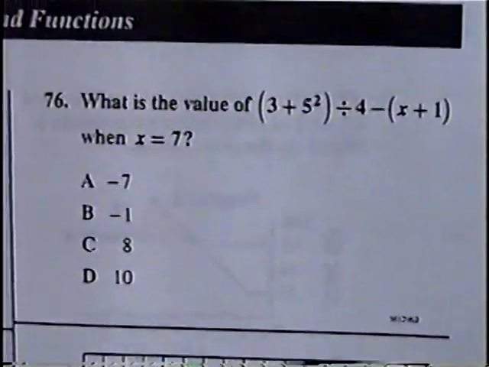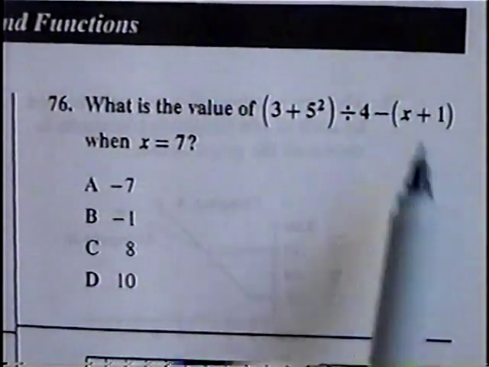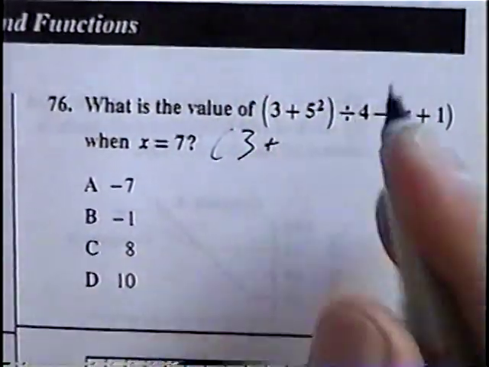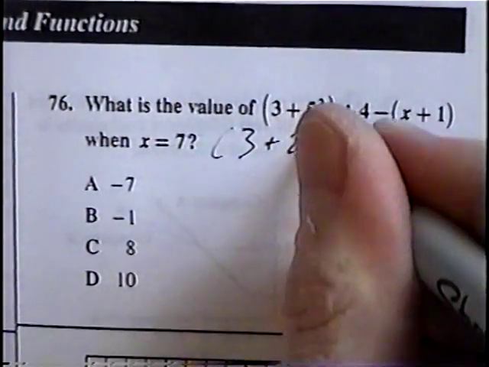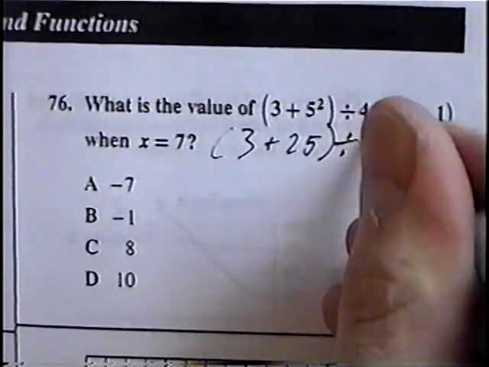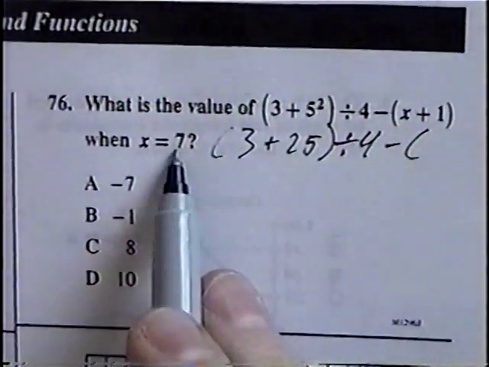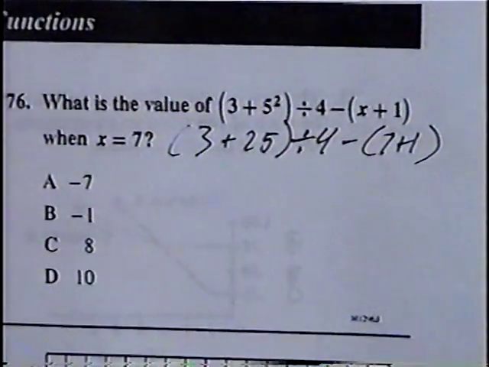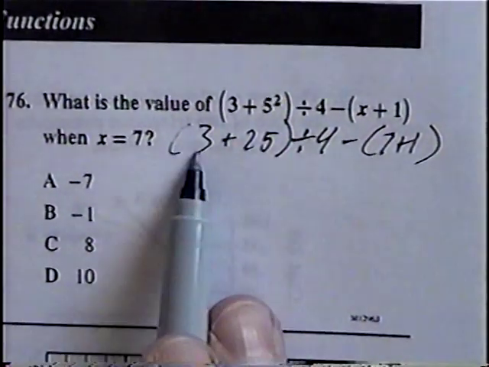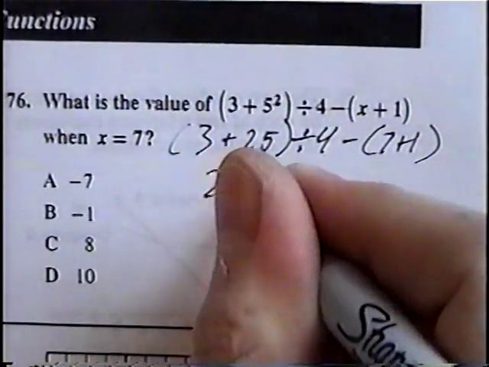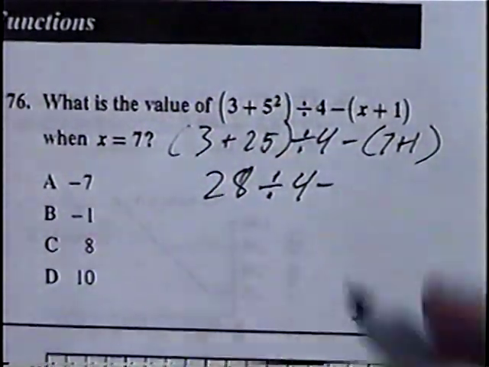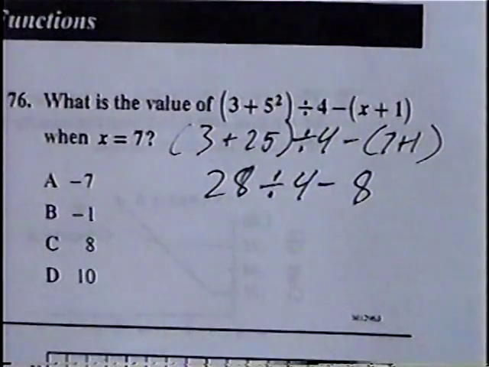For this question, we'll take the value x equals 7, plug it in, and solve. We'll have 3 plus 5 squared would be 25. Divided by 4 minus, plugging the x in, 7 plus 1. Solving parentheses first, we have 3 plus 25 would be 28. And solving the second parentheses, 7 plus 1 would be 8.